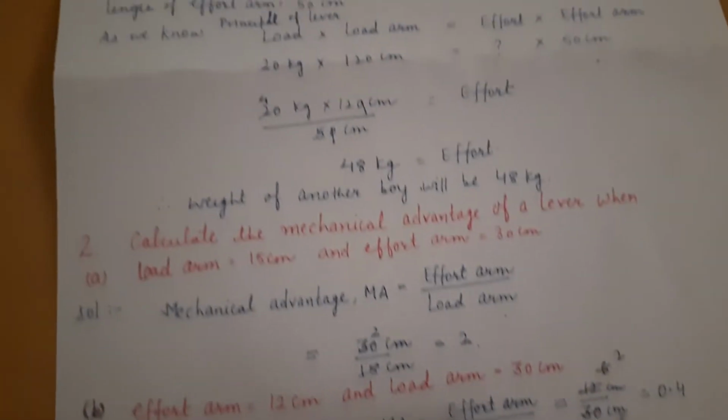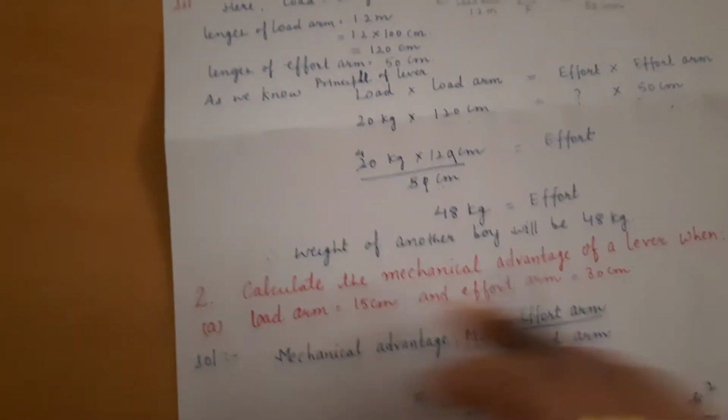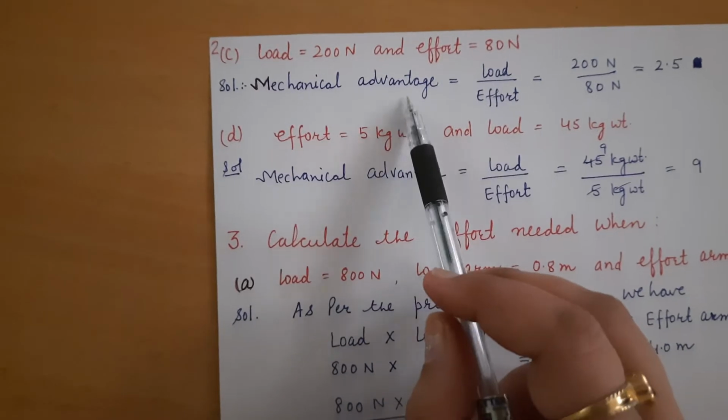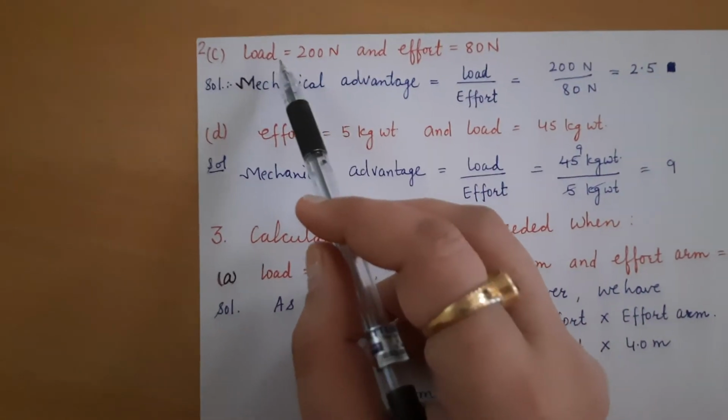Now, next we are moving towards the C part of the same question. But here again we have to calculate the mechanical advantage, but we are not given the length of the arms.